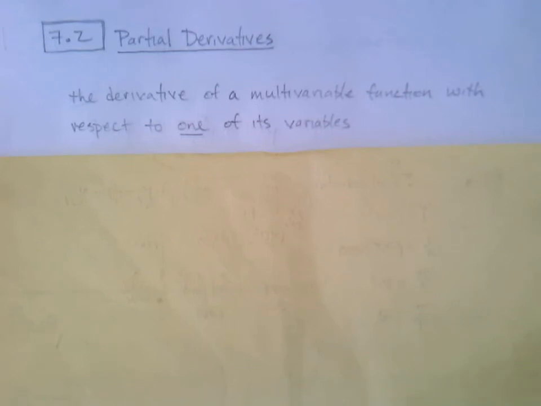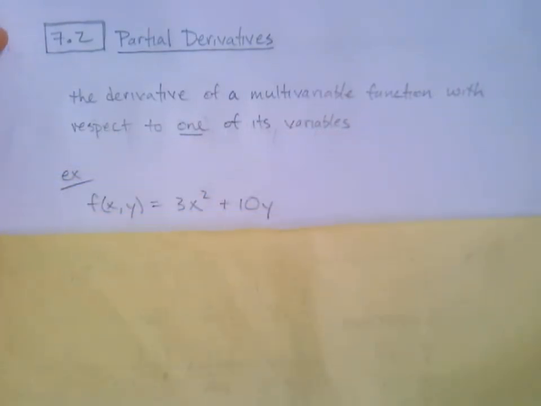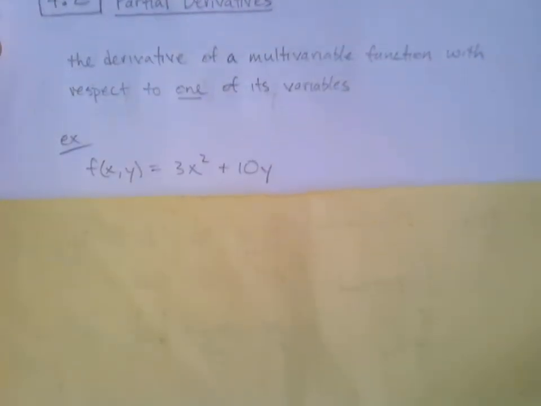Okay, so our functions will have multiple variables, usually x and y, but you can only take the derivative with respect to one of the two variables, either x or y. So let's just dive right in. I think this is best explained with an example. So let's take a look at f of x y equals 3x squared plus 10y. I think this will be just the right level.